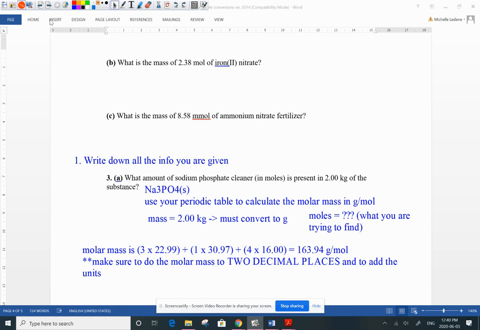So using our periodic table, we look up sodium, and sodium's molar mass is 22.99. Now there are 3 of them. I see that from the formula, so I've got to times that by 3. And phosphorus, there's just 1 of those, so I look up phosphorus, it's 30.97. And there's 4 oxygens, so 4 times 16.00. Remember, we've got 2 decimal places for all of these. So your molar mass will have 2 decimal places, and you add in the units of grams per mole.